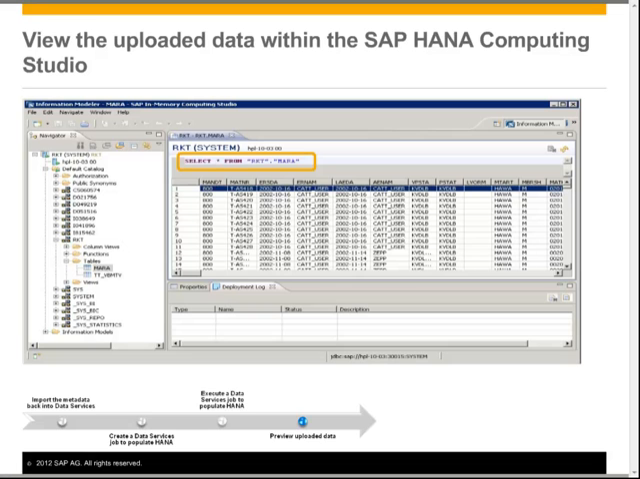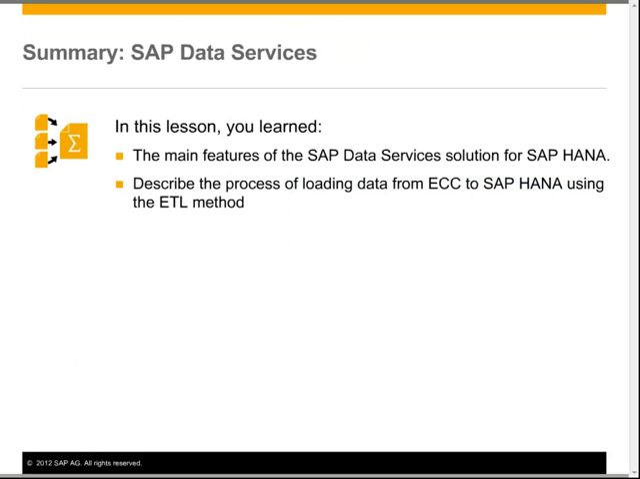Here we are viewing the uploaded data in the studio. Remember how we did it in the demo earlier: we did a select star. That's what we've done in this slide as well, selecting from the table we've loaded with data services. So in this lesson, we've learned the main features of data services for HANA. We've described the process of loading data from ECC to HANA using ETL, extract, transform, and load.